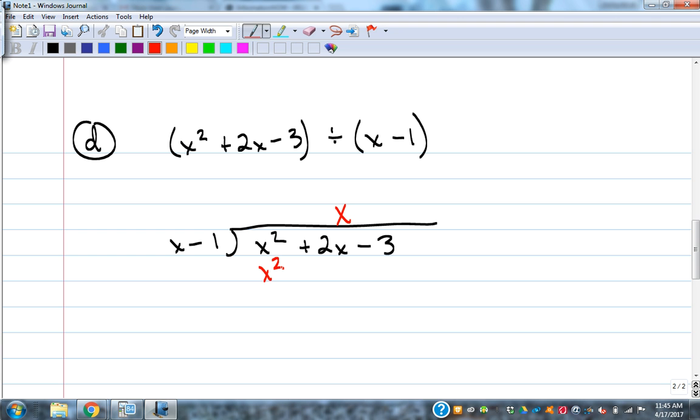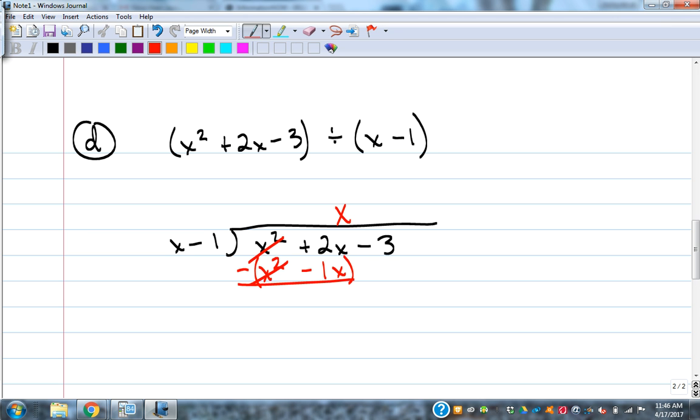X times negative 1 is negative 1x. And then I put that in parentheses. It's important that you remember that all of that is being subtracted. And I subtract. What's x squared minus x squared? What happens to them? They cancel out. That should happen every time.